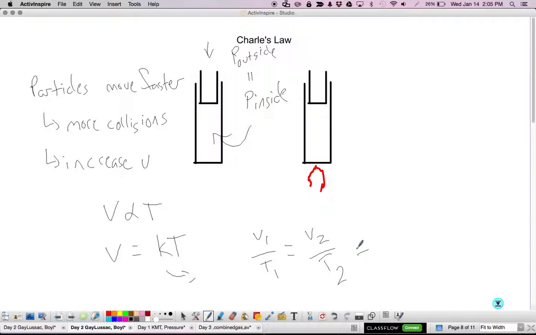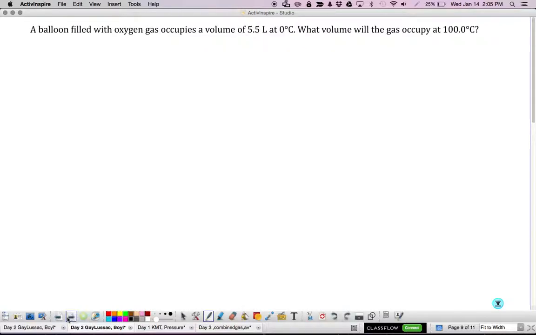Another thing to keep in mind here, this temperature, again, has to be in Kelvin, and that's super important. So now that you know the theory for Charles's law, and by the way, V1 over T1 equals V2 over T2, this is Charles's law. Let's see a problem.